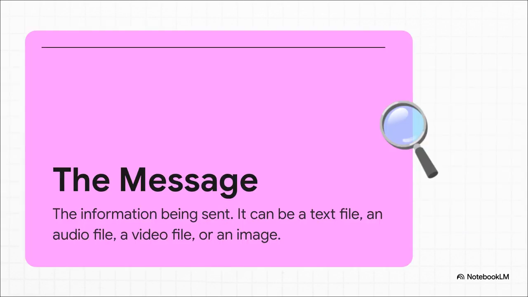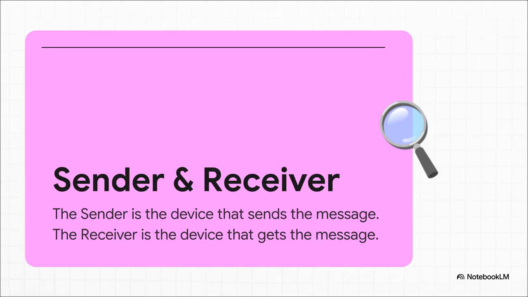First up, we have the message. This is pretty much the what of the conversation. It's the actual stuff being shared. That photo, the text, the email, or that cat video you're about to send. Okay, next, you obviously need the participants in the conversation. So you have the sender, that's the device kicking things off, like your phone. And then you have the receiver, the device that's getting the message, like your friend's laptop or maybe a server out there in the cloud.